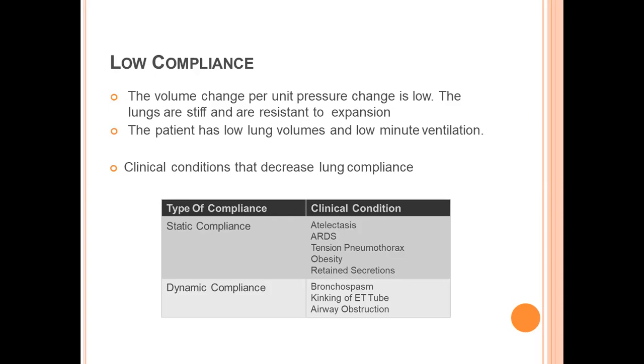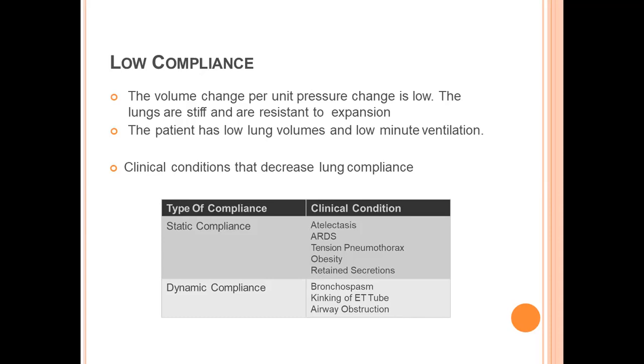The clinical conditions that decrease the lung compliance are atelectasis, ARDS, tension pneumothorax, obesity, and retained secretions. So if you go through all these things, what they are causing is stiffness of the lungs. For example, we have seen obesity and tension pneumothorax, where you get air outside the thorax. That restricts the expansion of the lungs. So in these conditions, the compliance will be low.